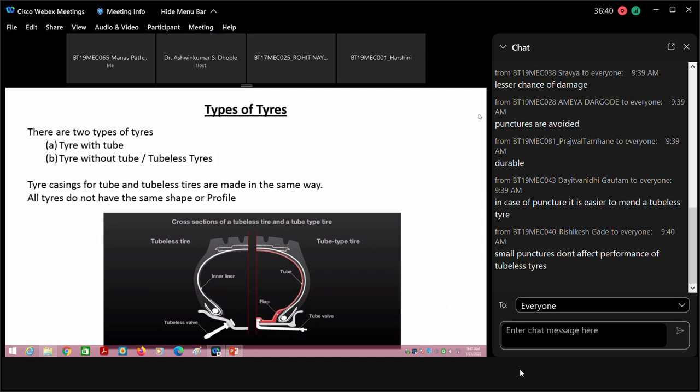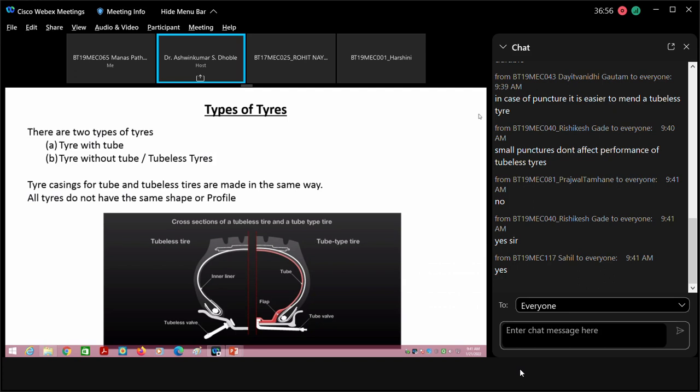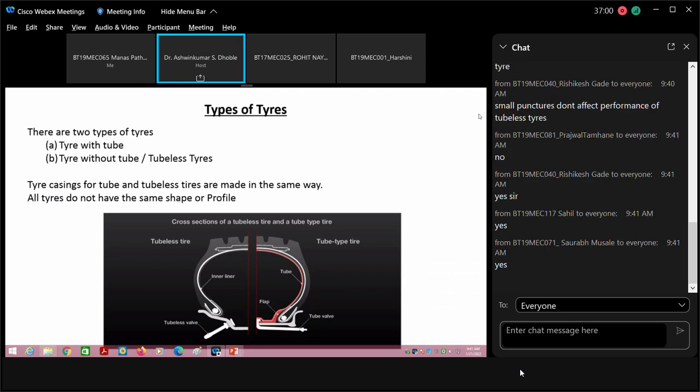The question is, now you have the vehicle with tubeless tire. Suppose it got damaged. So can you fit the tire with tube on the wheel rim of tire without tube? Or vice versa?